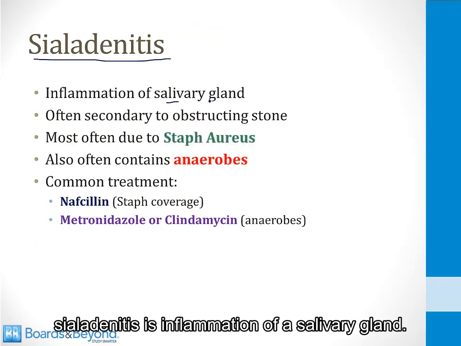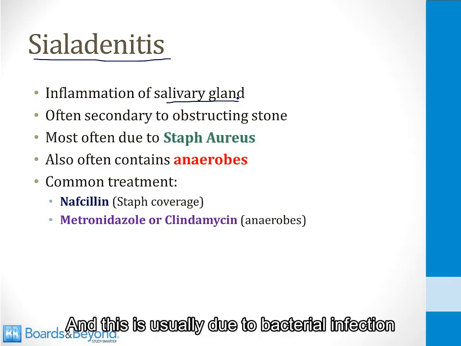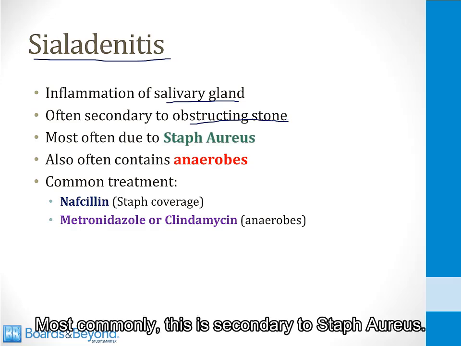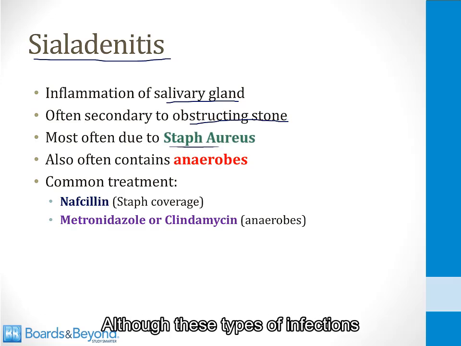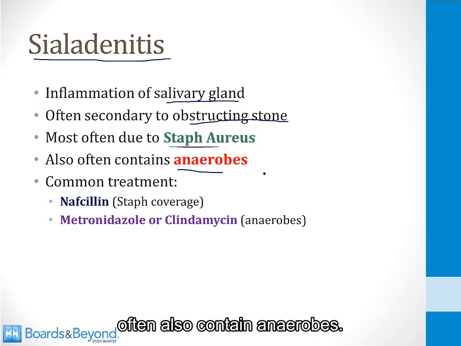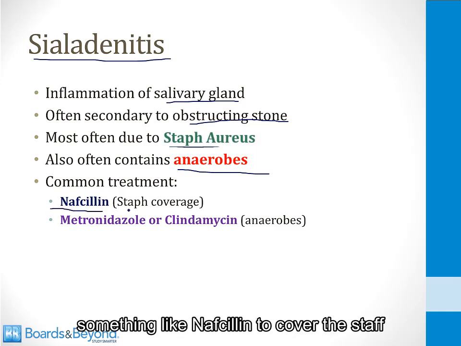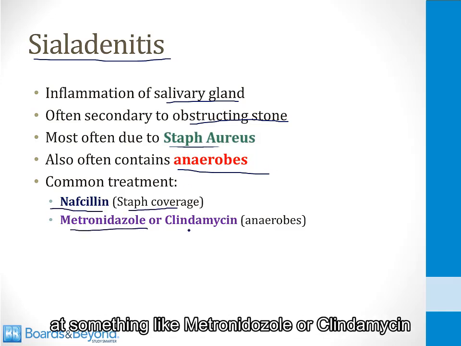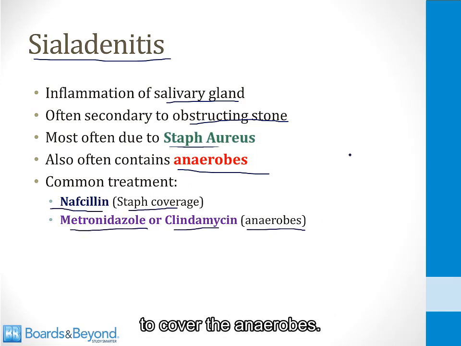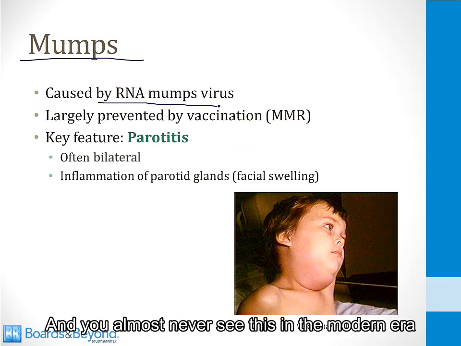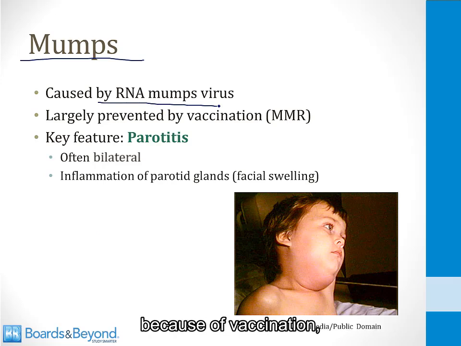Sialadenitis is inflammation of a salivary gland, and this is usually due to bacterial infection on top of an obstructing stone. Most commonly this is secondary to Staph aureus, although these types of infections often also contain anaerobes. Usually they're treated with double coverage, something like nafcillin to cover the staph, and something like metronidazole or clindamycin to cover the anaerobes. Mumps is a clinical syndrome caused by the RNA mumps virus, and you almost never see this in the modern era because of vaccination.